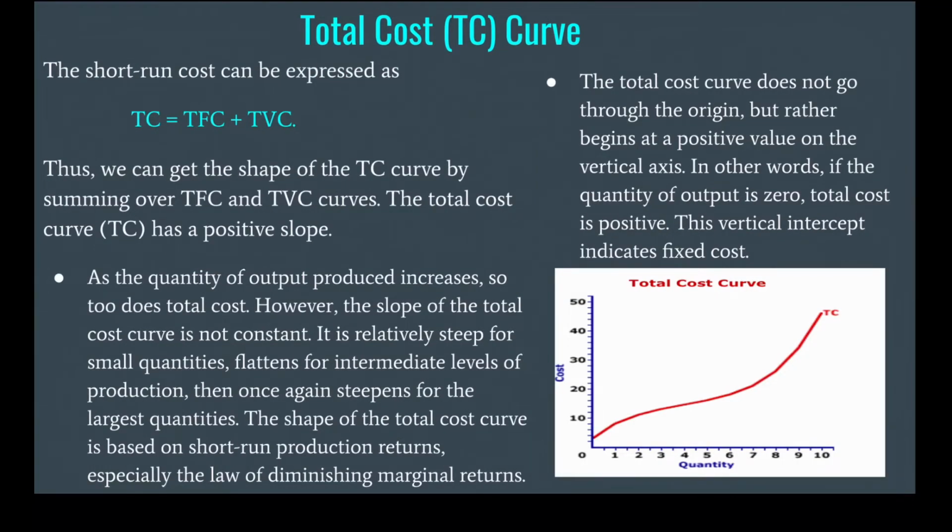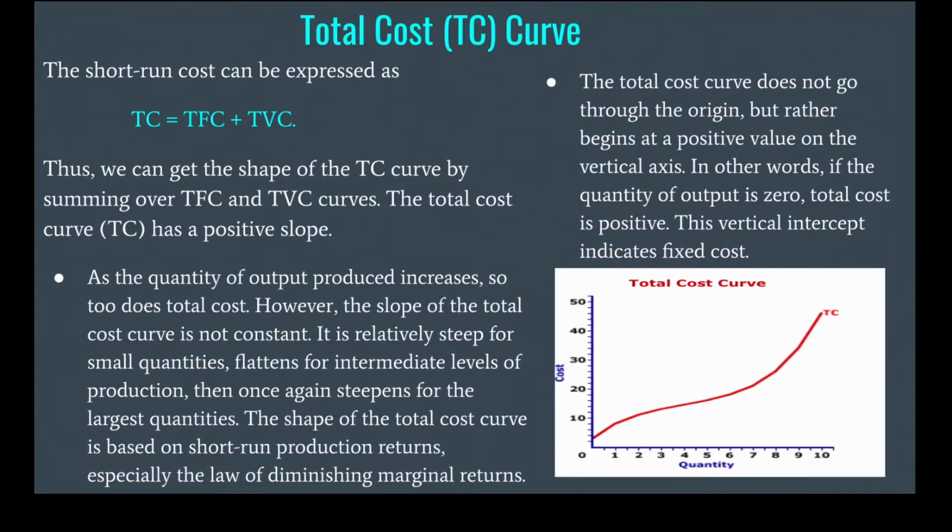Total cost curve. The short-run total cost can be expressed as TFC plus TVC. Thus, we can get the shape of the TC curve by summing the TFC and TVC curves. The total cost curve has a positive slope. As the quantity of output produced increases, so too does total cost.